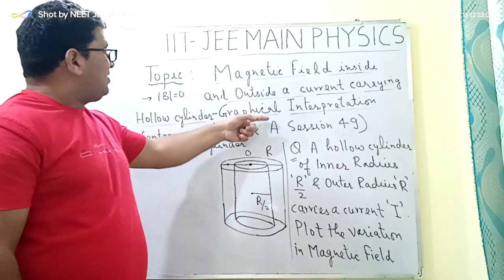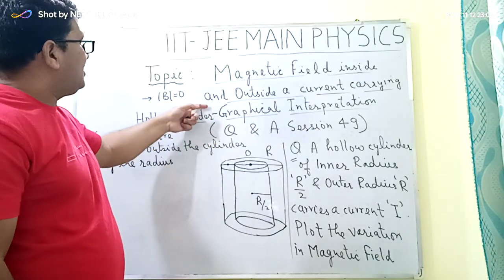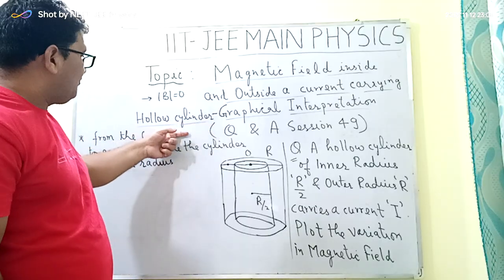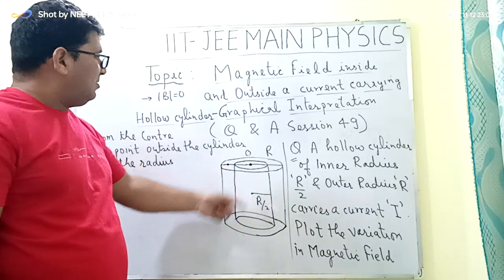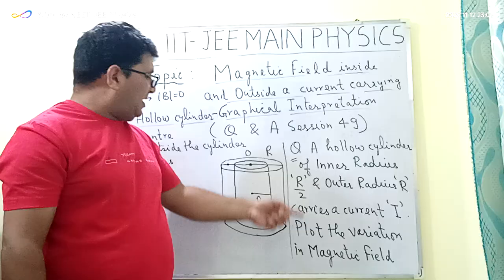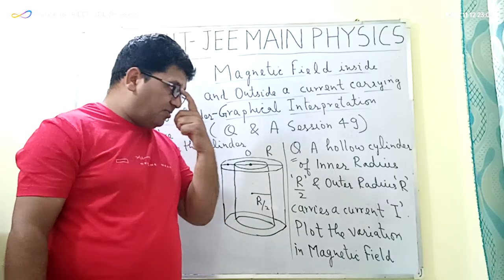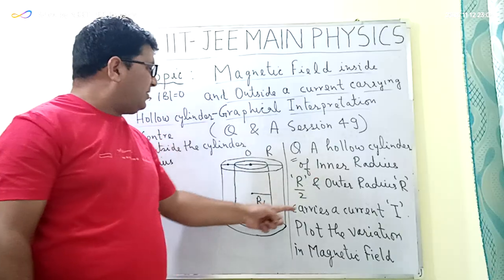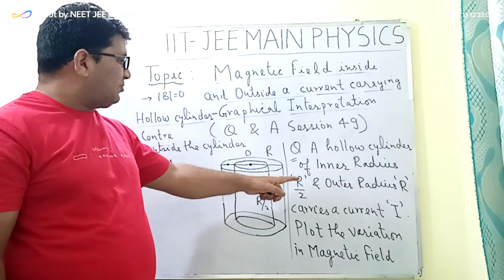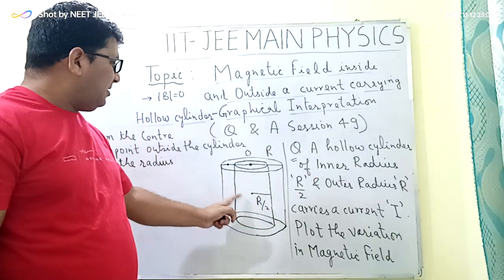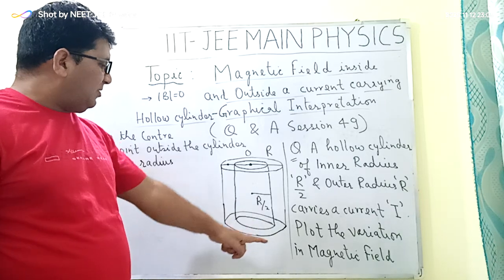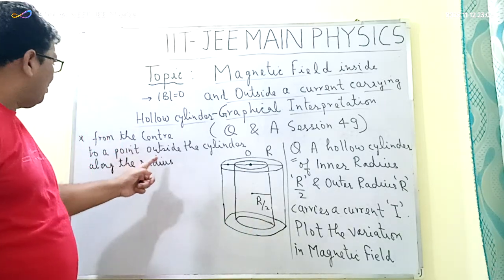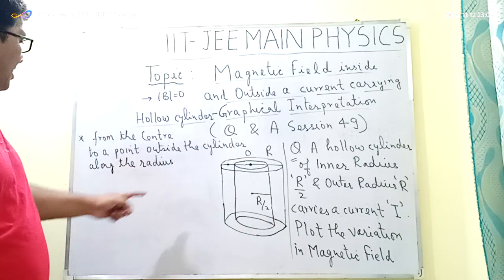The topic is the graphical interpretation of the magnetic field inside and outside a current carrying hollow cylinder as shown in this figure. So based on this topic I have one question for this session which is written here on this board, and the question is: a hollow cylinder of inner radius r by 2 and outer radius r carries a current I. So we have to plot the variation in the magnetic field from the center to a point outside the cylinder along the radius.